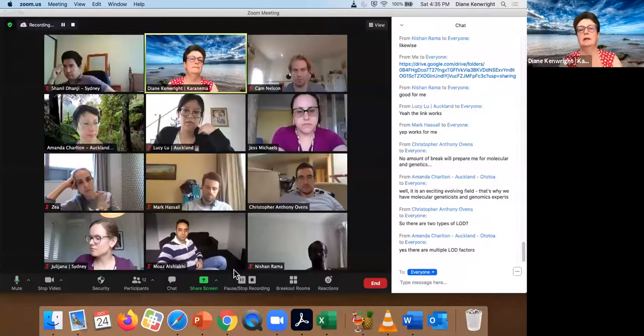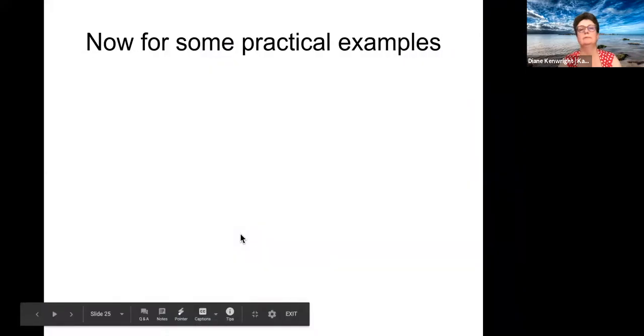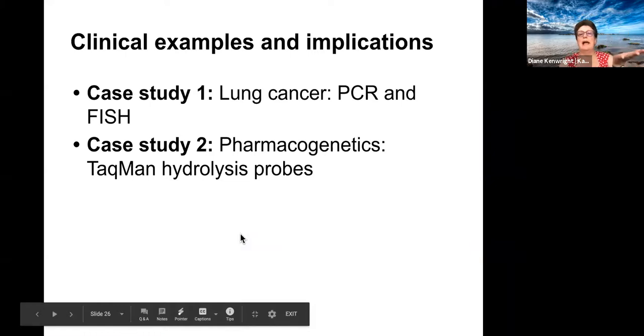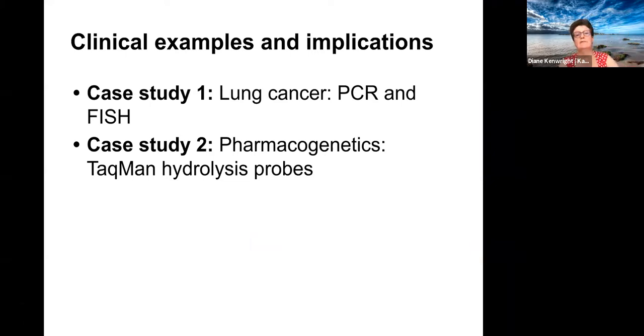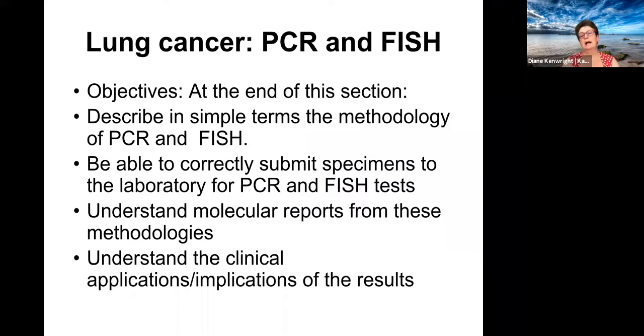Okay, I'm going to do cases now. Now, there are general cases. These are not eye cases, but they will show some principles. I will now share my screen again. Right, here we go. So we're going to look at two cases here, lung cancer and some pharmacogenetics. Right, and at the end of this, we want to be able to describe PCR and FISH, be able to correctly submit specimens for PCR and FISH, understand the reports and the implications of the results.